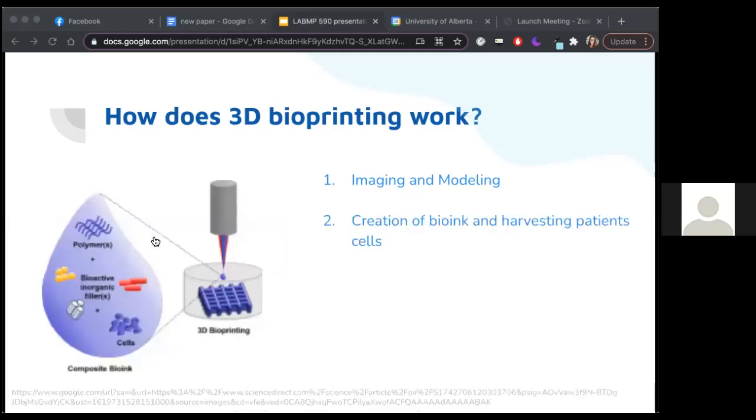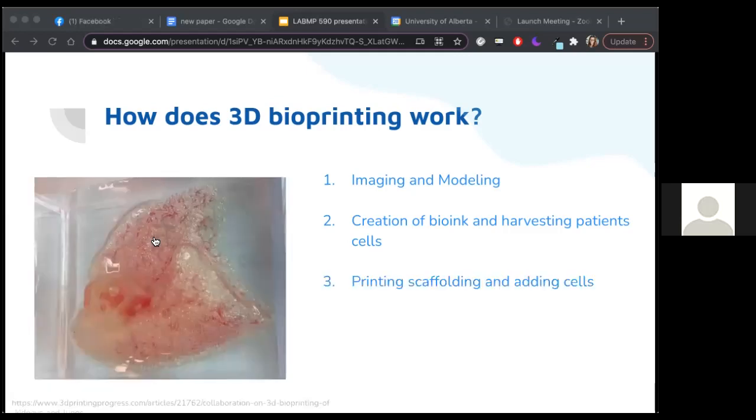The second step is the creation of bioink and the harvesting of patient cells. Bioinks are gel-like materials that are added into and extruded by the 3D printer. They are used to create the structure of the organ, called the scaffolding, and consist of polymers, proteins, and growth factors. Additionally, cells are collected from the patient. Fat tissue or bone marrow can be modified into stem cells and then differentiated into the type of cell needed for the organ that's being printed. In some printing techniques, stem cells or differentiated cells are included directly into the bioinks.